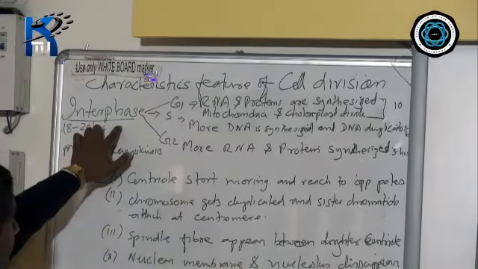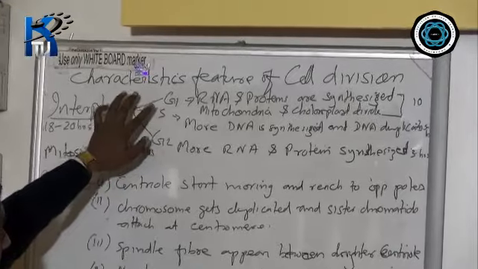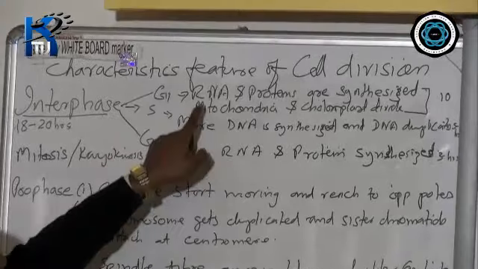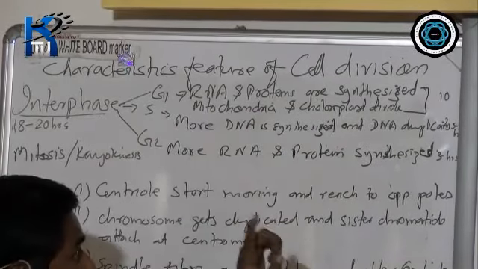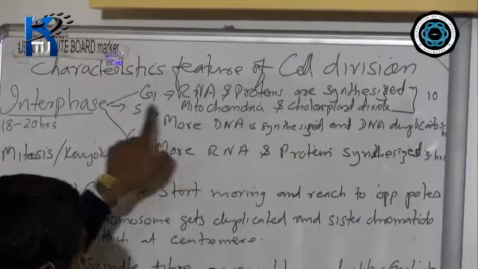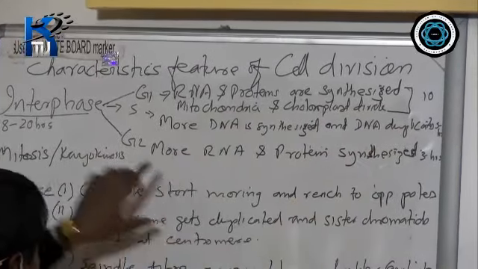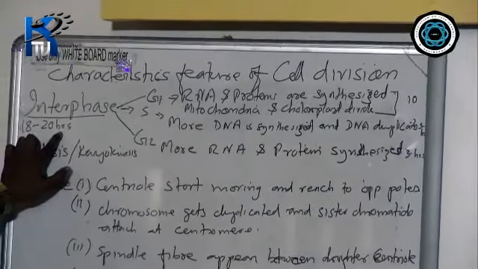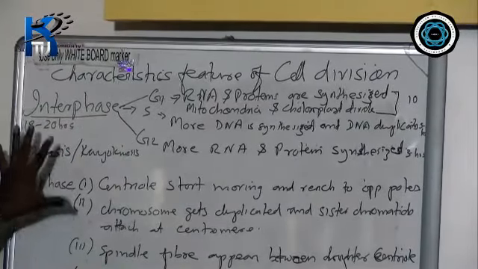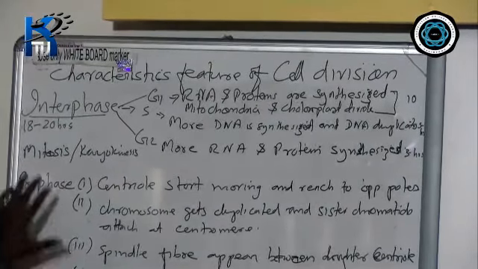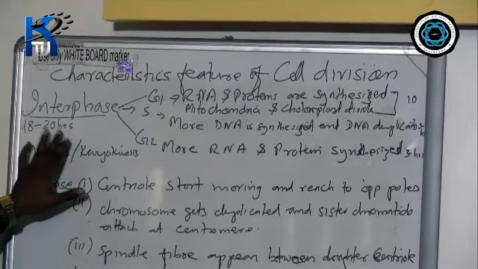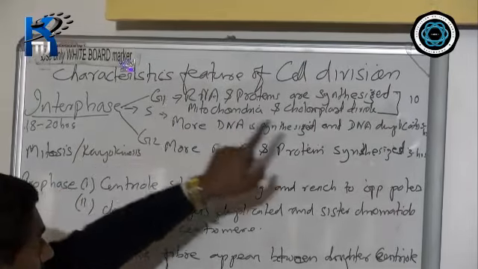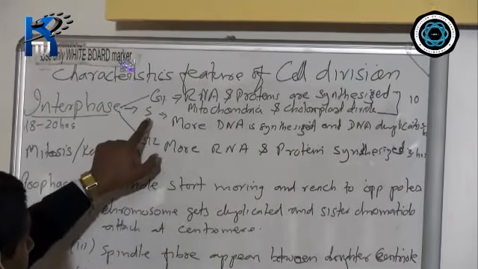So like interphase, in interphase, it is followed by G1, S and G2. Exactly what happens in G1? RNA and proteins are synthesized, and that takes roughly around 10 hours. For the complete interphase to take place, it takes around 18 to 20 hours. Whole cell division gets over by 22 hours. So 18 to 20 hours, interphase only takes it. In that, G1 takes roughly 10 to 12 hours.